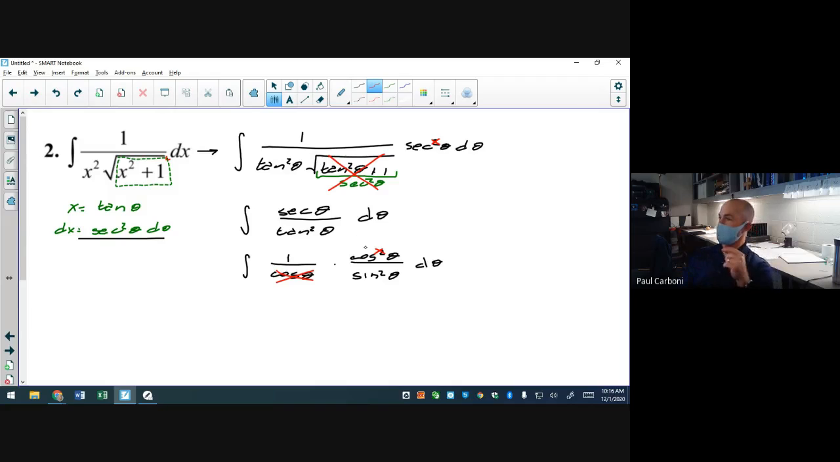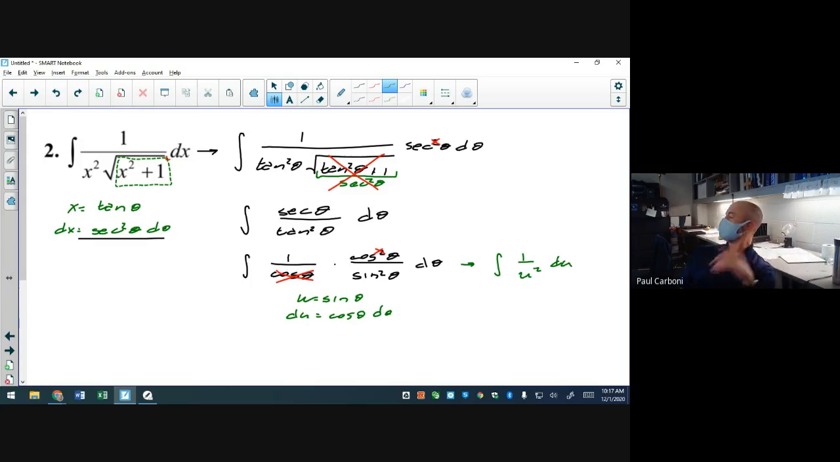Now I see something and its derivative. Cosine is the derivative of sine, right? Now we finally have our u sub. U is sine theta. Du is cosine theta. No changes needed, right? I don't need to throw in a negative. It's ready to go. So this will turn into the antiderivative of 1 over u squared du.